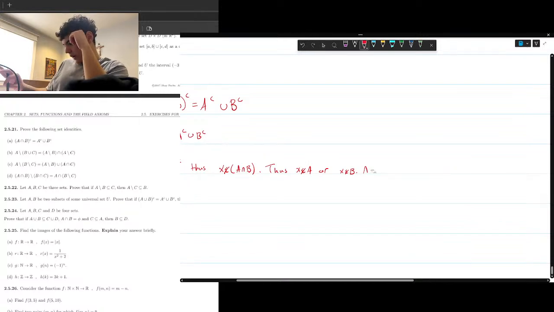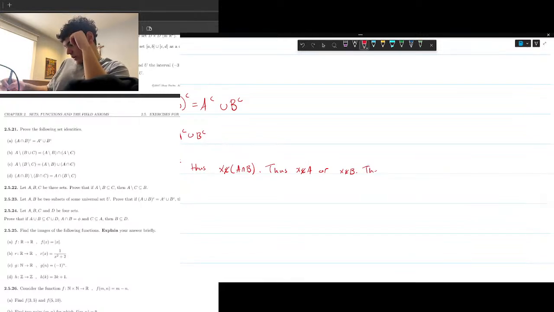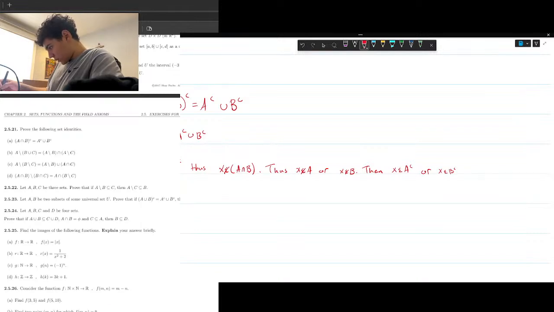Again, we can rewrite this as, then, I'm just using random connecting words, X is in A complement, or X is in B complement. Thus, X is in A. Okay, cool.